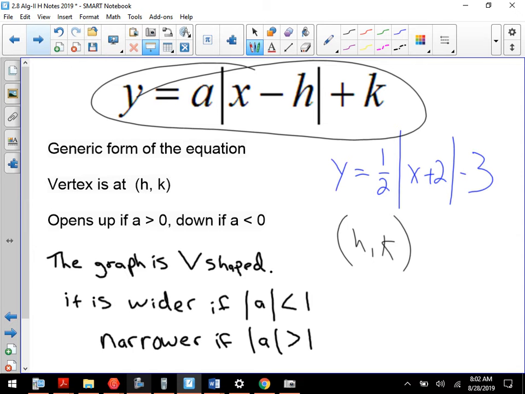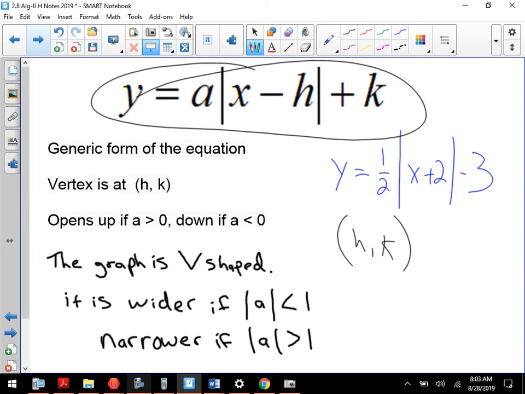So if I'm looking at the example I wrote there, y equals 1/2 absolute value of x plus 2, all subtract 3, what is your h value? -2. Now if it was 2, it would be x minus 2. When it has that minus the h, that means it's the opposite sign of what you think it is. The plus k is just whatever the sign is, okay?